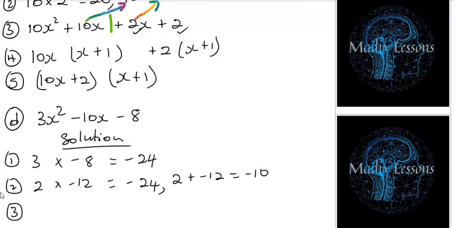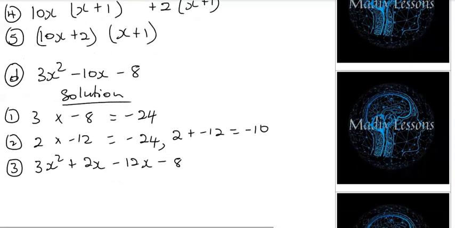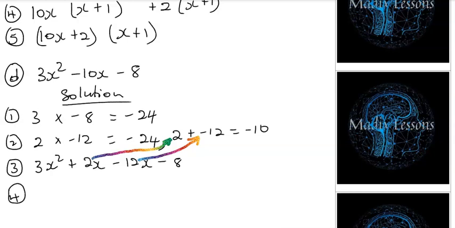Step number 3. This is where we're going to rewrite: 3x squared plus 2x minus 12x minus 8. All right? And I'm going to show you again. This is where the 2 is coming from, right there. And the negative 12 is coming from there. Yeah? So step number 4, we know what we're going to do.